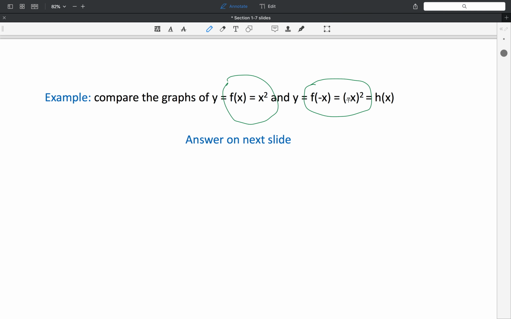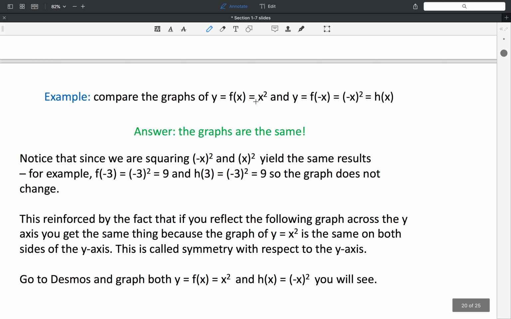So again, we're going to take minus x and then square it. Now notice what happens when I square this. I get x squared. That's all I'm going to say. I'll let you pause, think about it, and think about how this graph is going to compare to this graph right here. Okay, so pause, think about it. I'm going to advance, and I'll see you there.